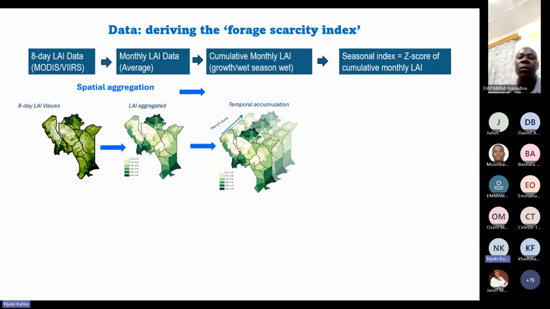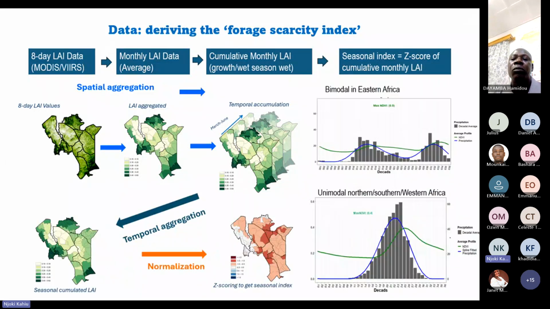Let's say, for example, in the Horn of Africa, we have two wet seasons, and one of the seasons is March to June, or in Niger I think it's from July to November. So you do your temporal accumulation for that period. Once you are able to do that, then you do the normalization so that you get the index. And as I said, you have to be keen when you're doing the coverage, because you might decide you want to do an annual product, or you just want to focus on when the forage should be available.